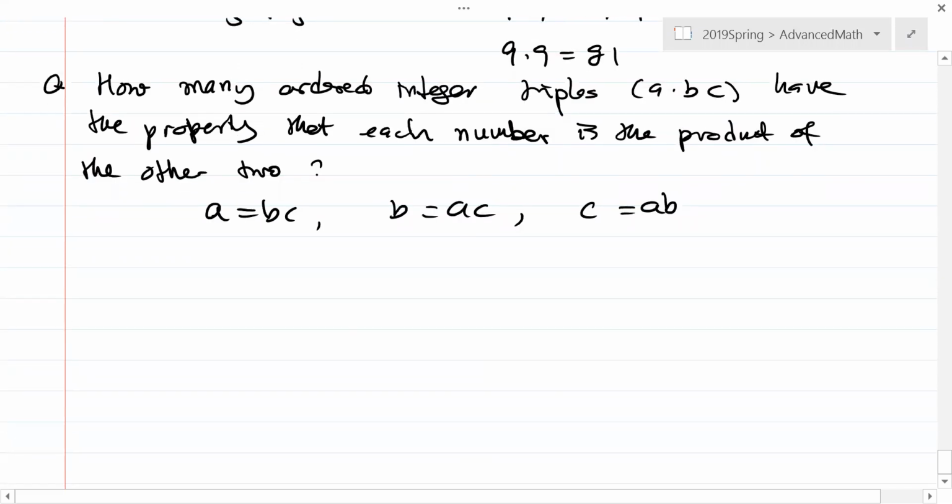So 0, 0, 0 is going to be a solution, the trivial solution. Okay, 1, 1, 1 is also a solution. Now, can you figure out all the possible solutions?